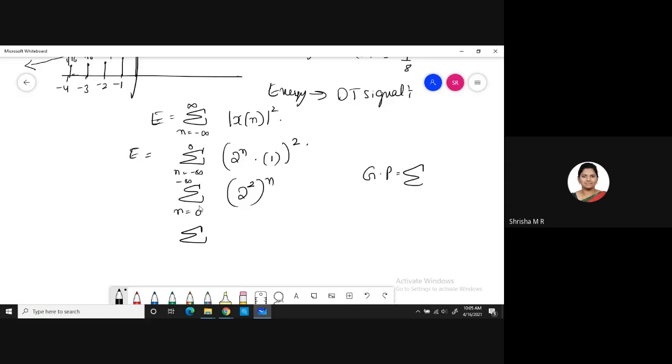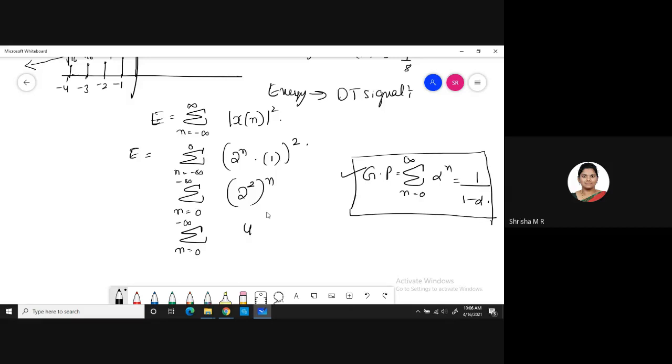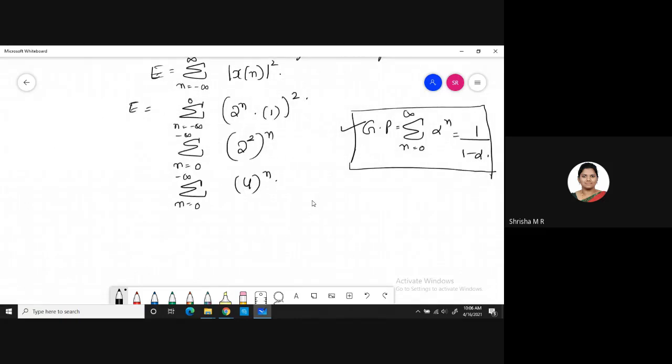That is nothing but summation of n equal to 0 to infinity of alpha to the power of n is equal to 1 by 1 minus alpha. This is the equation for geometric progression, right? I will always try to get it in this form because it is easy for me to solve. So what are the limits now? I have n equal to 0 to minus infinity and I have 4 to the power of n. But in this equation, I have n equal to 0 to infinity. What should I do? These two are not the same.